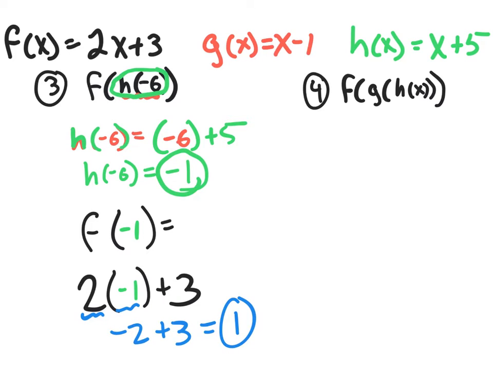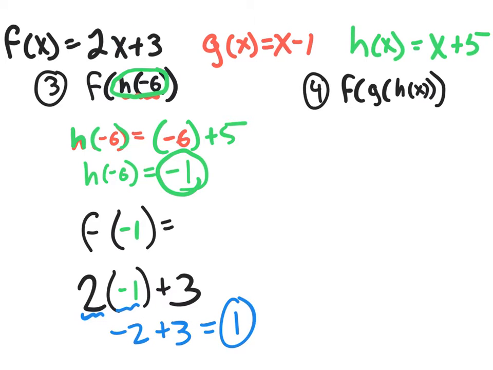Now, number 4 has no number to plug in. It actually has a function, h of x, that's green, which is a variable expression, that you're going to plug into the g of x function, which is red. In parentheses, you plug it in and then do the math. And then once you get that variable expression simplified, you're going to plug in that variable expression into the f of x function and then simplify.